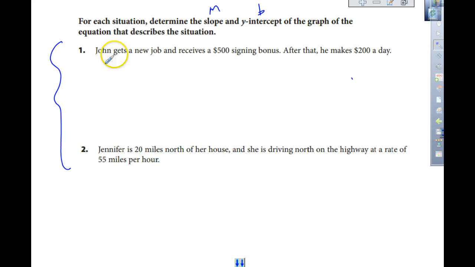Okay, so we get a new job and receive a $500 bonus. After that, it makes $200 a day. Okay, so what's the starting point? 500. We're starting at $500, and then how do we make more? How much more money do we make? 200 every day. So that's how much we're increasing by. That's how much we're moving by.